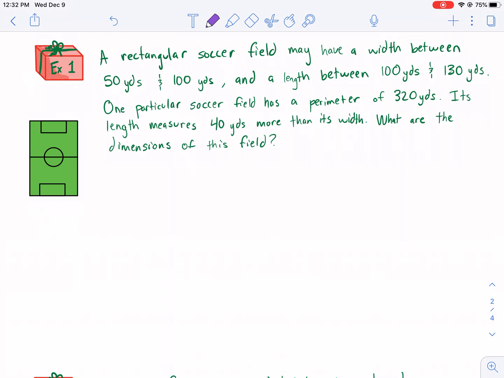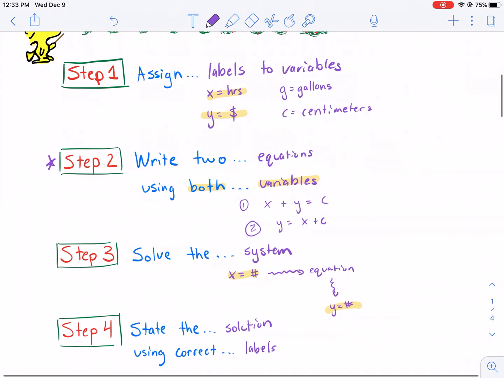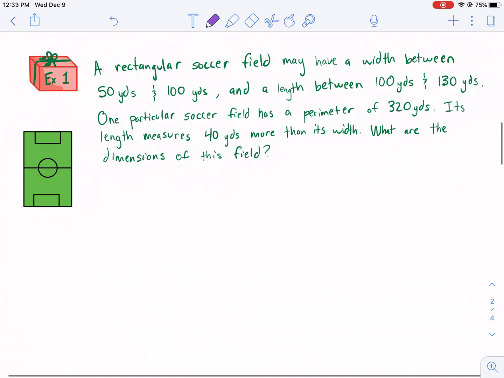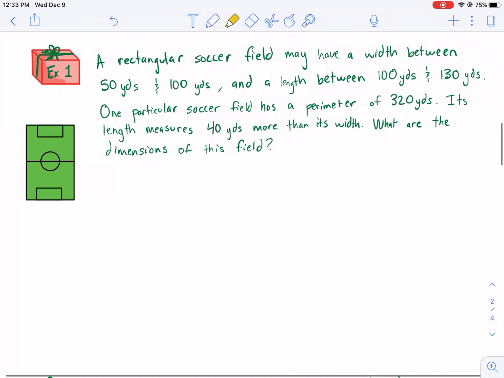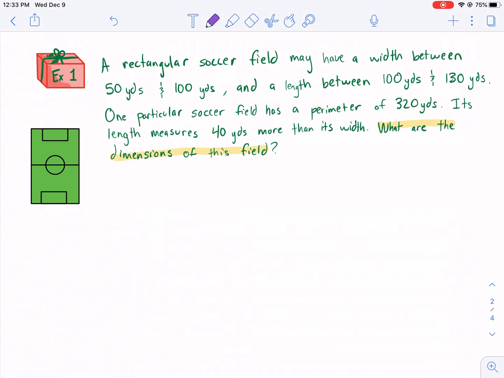So let's just go through the steps here. We're going to assign labels first. What are the dimensions of this field? A lot of times you can look at the question and know what you're looking for. So the dimensions of the field are going to be in terms of W and L. Those are going to be my two variables. W is my width, and L is going to be my length. My two dimensions, that's what I'm asking for. And they're going to both be in the units of yards.